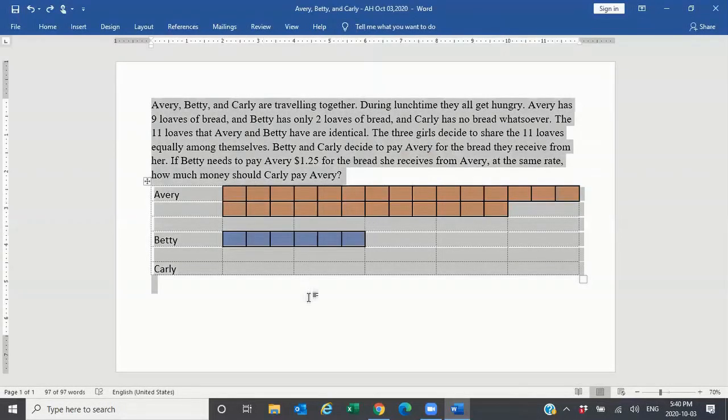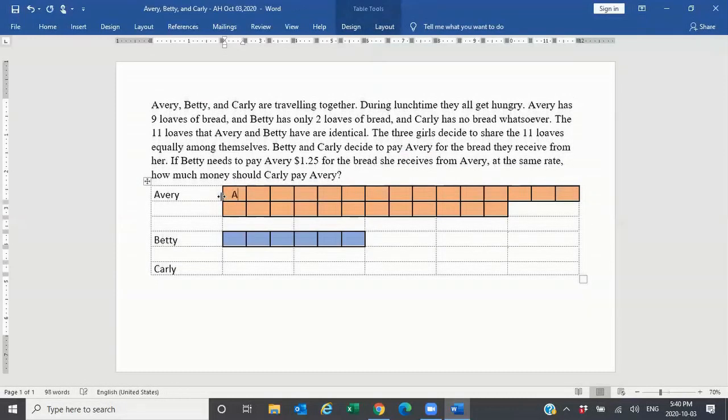Alright, that's okay. Okay, happened again. This time I'll be more careful. Marking each slice of bread with the first letter of each girl's name. Now, each girl should receive 11 slices. As soon as I'm done with Avery's 11, then I will write that down. She has 7, 8, 9, 10, and 11. Right?